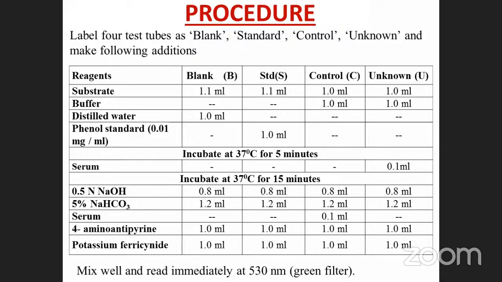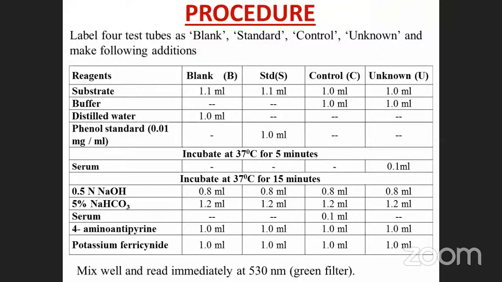Then add serum in only control tubes, 0.1 ml. Here, the reaction will not occur because we will not provide sufficient time for the reaction. But this serum is added. Then add 2 indicators, 4-aminoantipyrine and potassium ferricyanide, 1 ml each in all tubes. This is the procedure. This procedure is given in your journal. All of you have purchased the new journal. Mix well and read immediately at 530 nanometer or green filter.